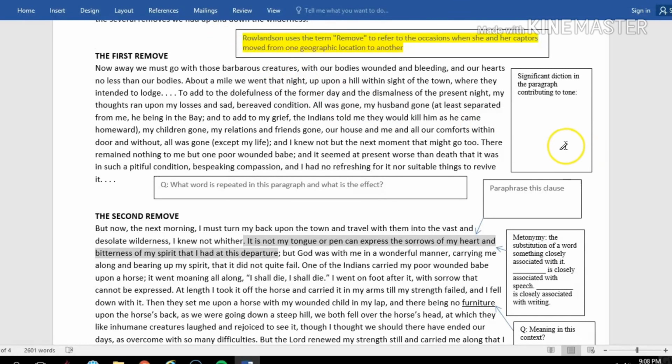Okay, now there's a few things we're looking for with this paragraph. There's actually two. The first one is over here on the right, the significant diction in the paragraph contributing to the tone. Please identify that. Again, answering our questions on a separate sheet of paper.